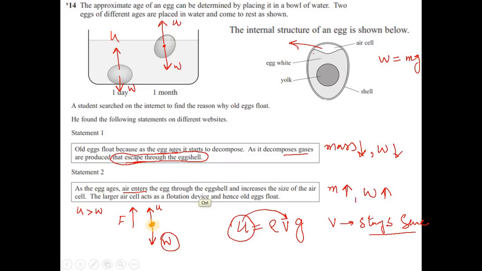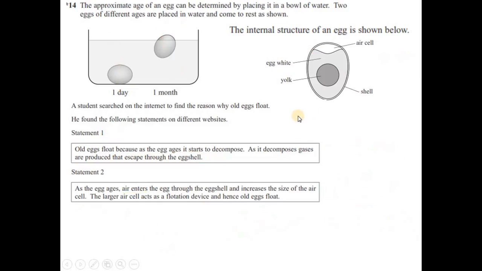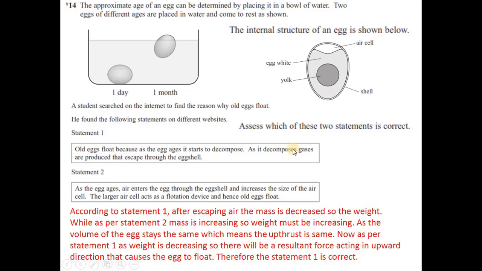That means the egg is going to float as per statement 1, and as per statement 2, because weight is greater, the egg should sink. That means statement 1 is the correct statement about the flotation of the egg. So you can summarize all these points in that way.